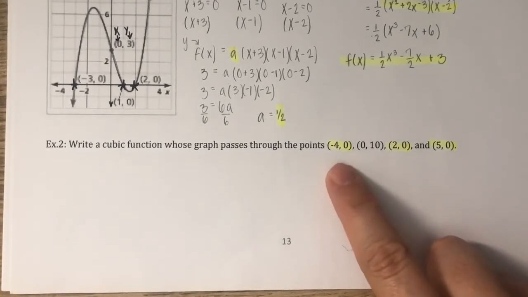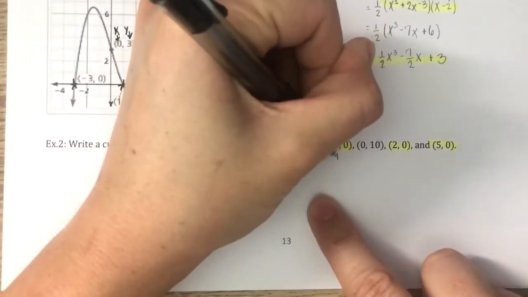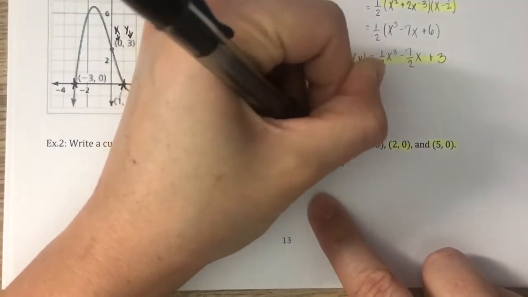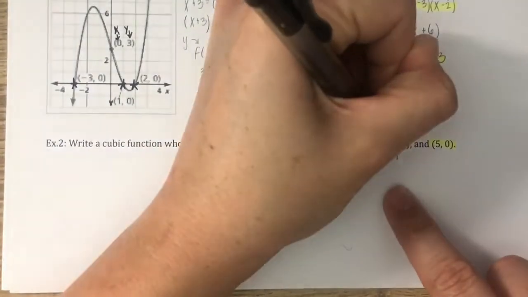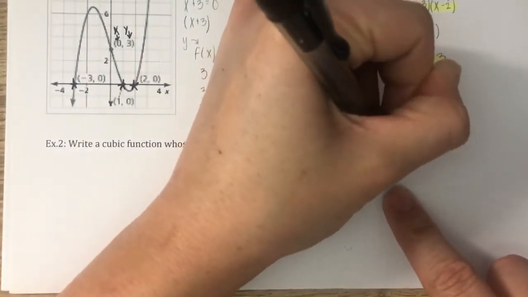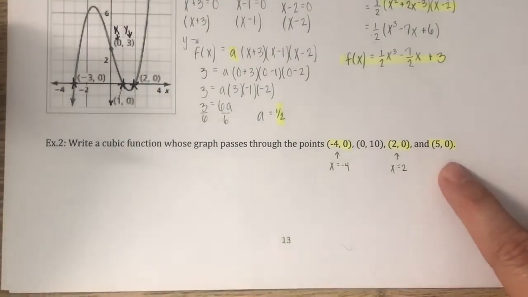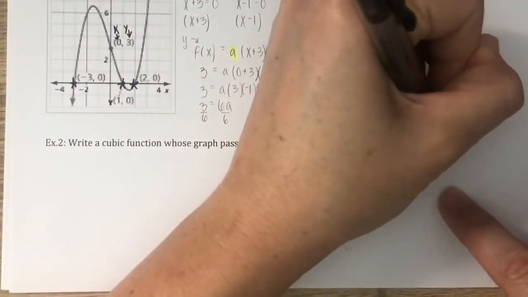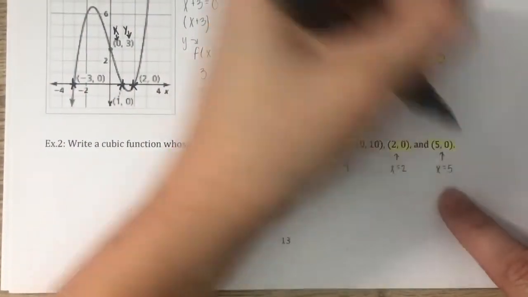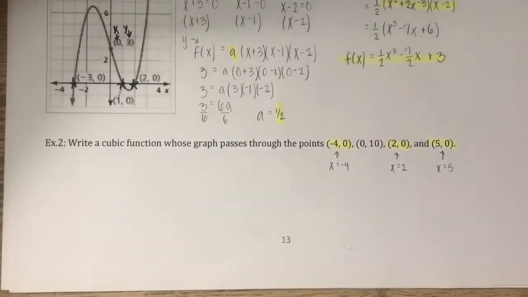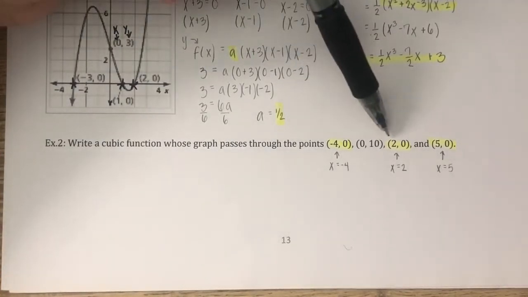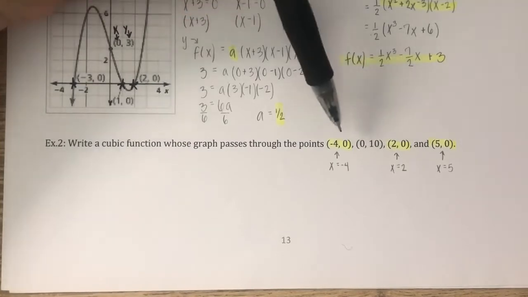So if I have an x-intercept at (-4, 0), that means I have a solution at x equals -4. If I have an x-intercept at (2, 0), I have a solution at x equals 2. And then if I have an x-intercept at (5, 0), I have a solution at x equals 5. So we're not worried about this fourth point yet. It is a y-intercept, but again, we really don't care that it's a y-intercept. It just is a coincidence. So we're going to figure out the factors that create these three solutions.